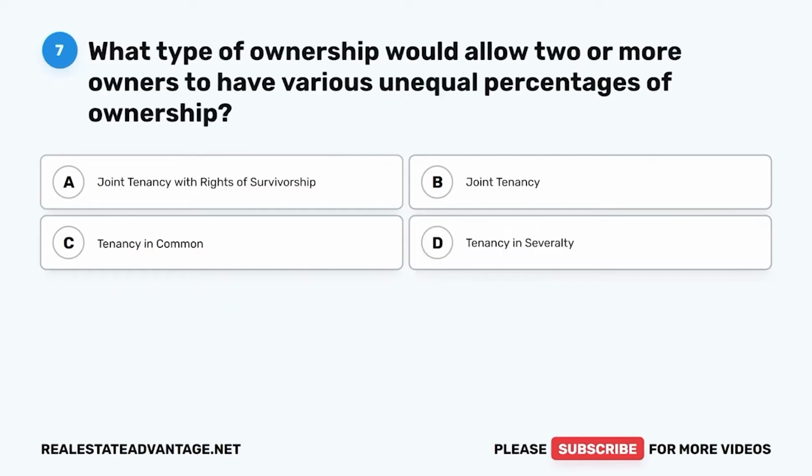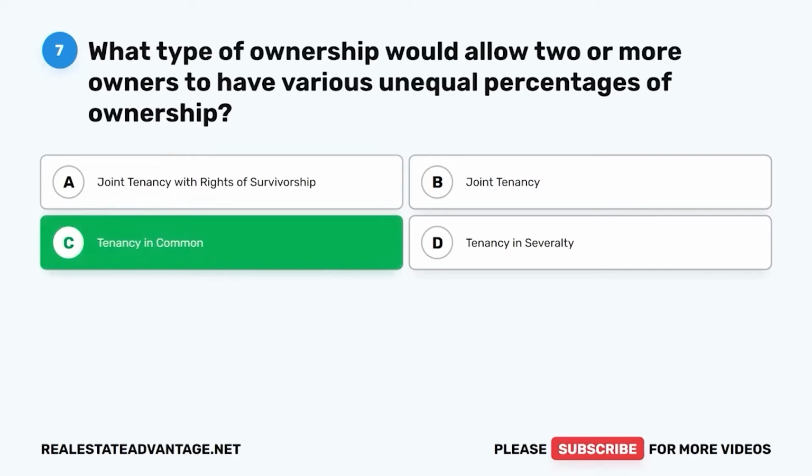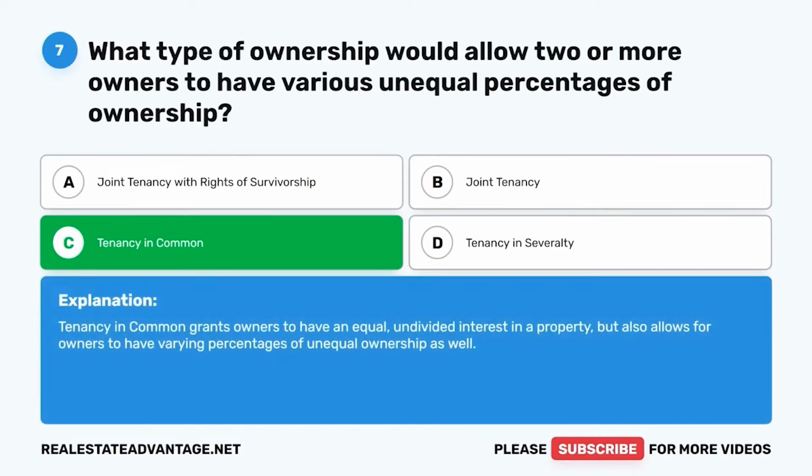Question 7. What type of ownership would allow 2 or more owners to have various unequal percentages of ownership? A. Joint tenancy with rights of survivorship. B. Joint tenancy. C. Tenancy in common. D. Tenancy in severalty. The correct answer is C. Tenancy in common. Tenancy in common grants owners an undivided interest in a property, but also allows for owners to have varying percentages of unequal ownership.